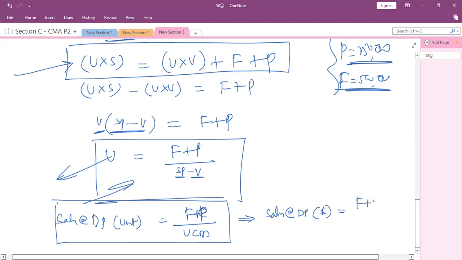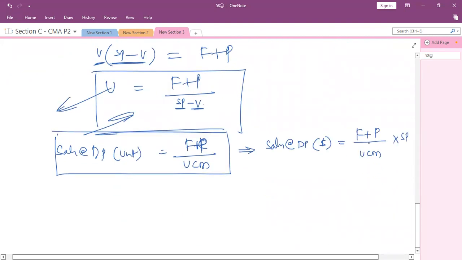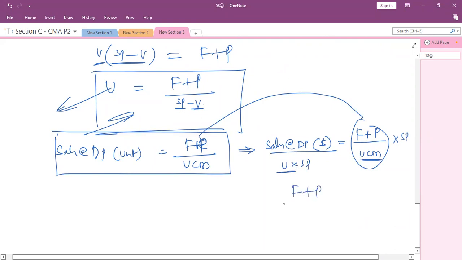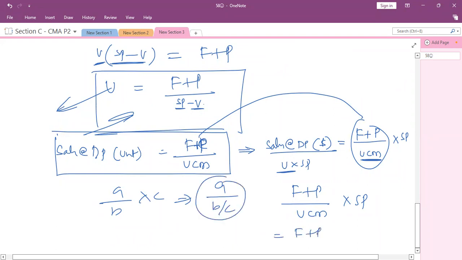So now, fixed cost plus profit by unit contribution margin, I need to multiply with selling price. Units we already calculated here. Dollars means units into selling price. We know that A by B into C can be written as A by B by C. So this is fixed cost plus profit divided by unit contribution margin by selling price. This is nothing but the contribution margin ratio. Fixed cost plus profit by contribution margin ratio.